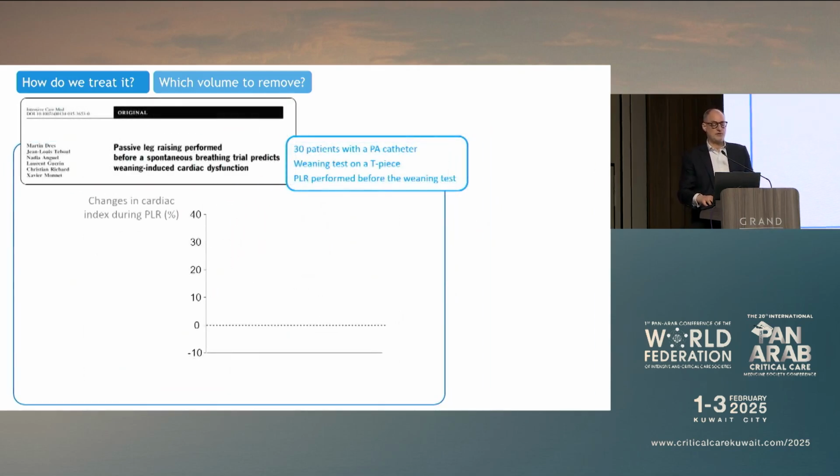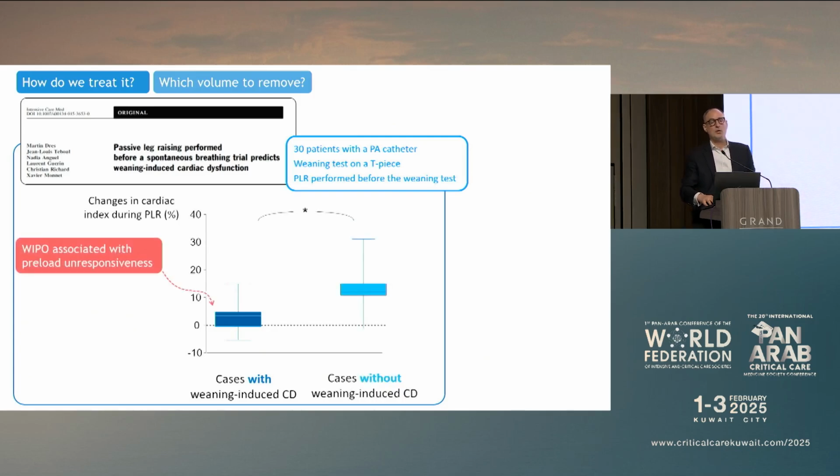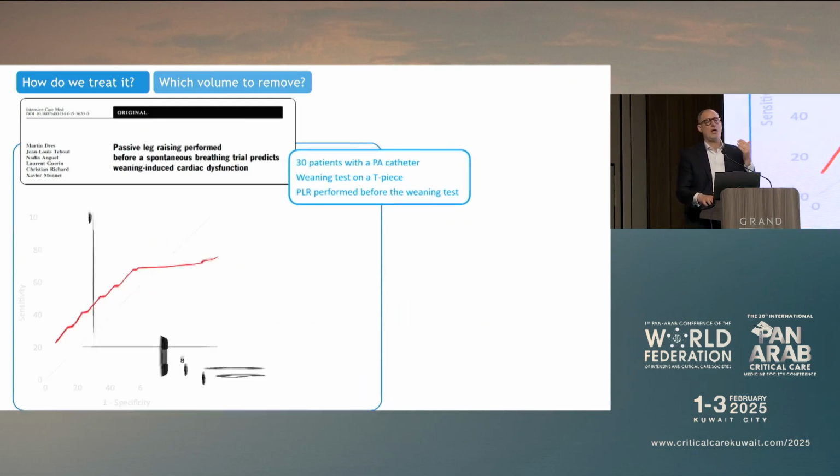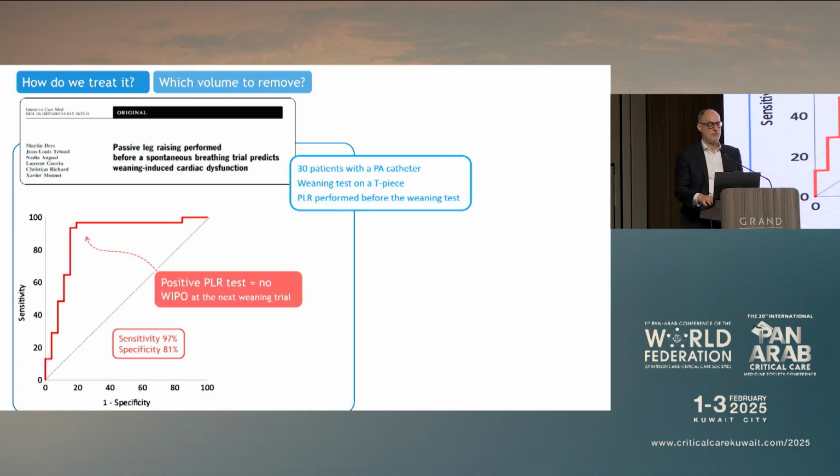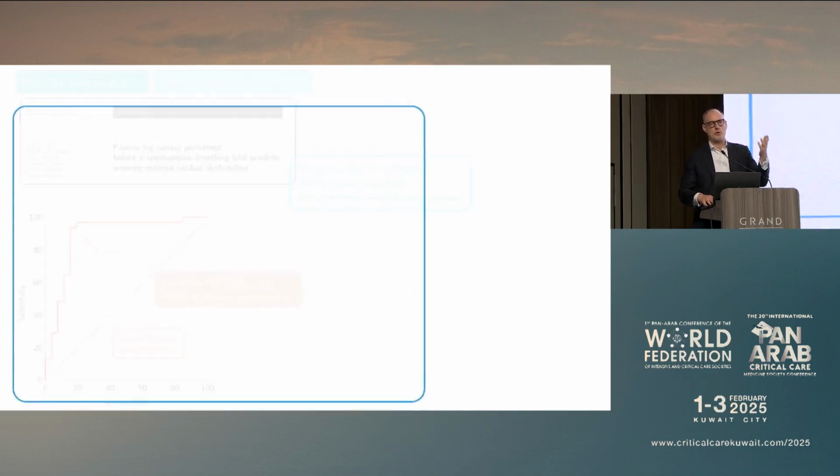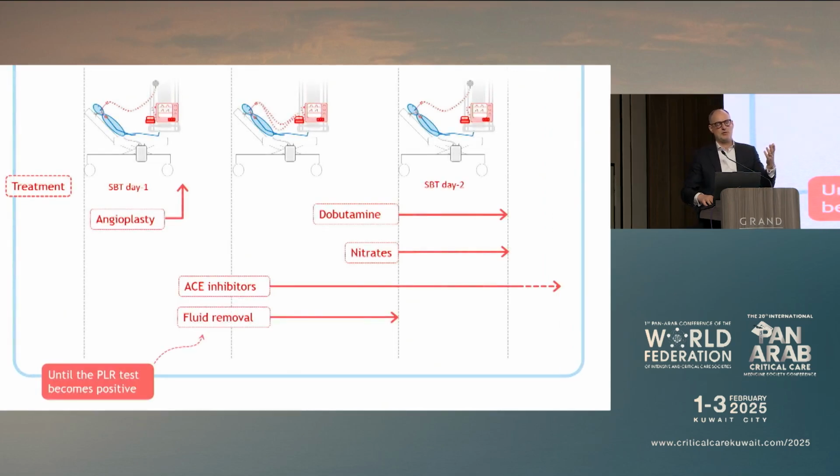And we showed indeed that patients in whom weaning-induced pulmonary edema occurred again were more preload unresponsive than the other ones. Preload unresponsiveness was favoring the recurrence of weaning-induced pulmonary edema, indicating again that these patients were unable to cope with the changes in the LV loading conditions. The goal is not to diagnose the weaning-induced pulmonary edema, but more to prepare for it, to decide in which patients to remove fluids, and perhaps how much fluid to remove in these patients.